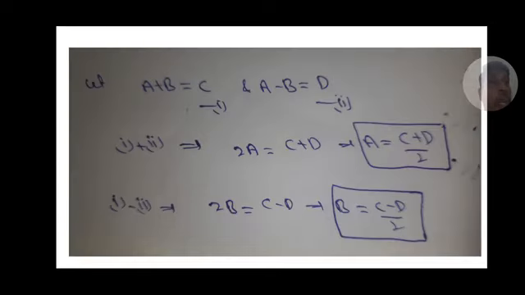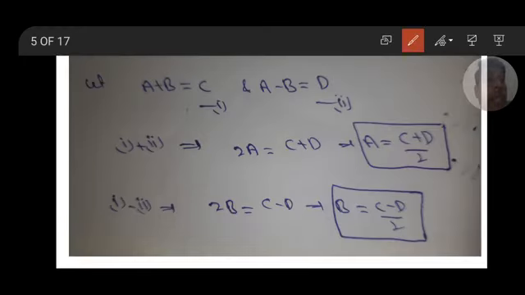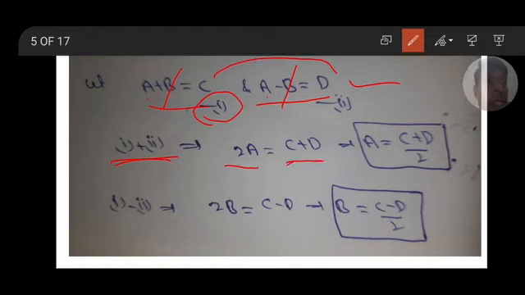Let A plus B equal to C and A minus B equal to D. I am taking A plus B equal to C and A minus B equal to D. First one is equation 1, it is equation 2. If you add 1 plus 2, this A plus B minus B cancel, A plus A, 2A and RHS is C plus D, A equal to C plus D by 2.